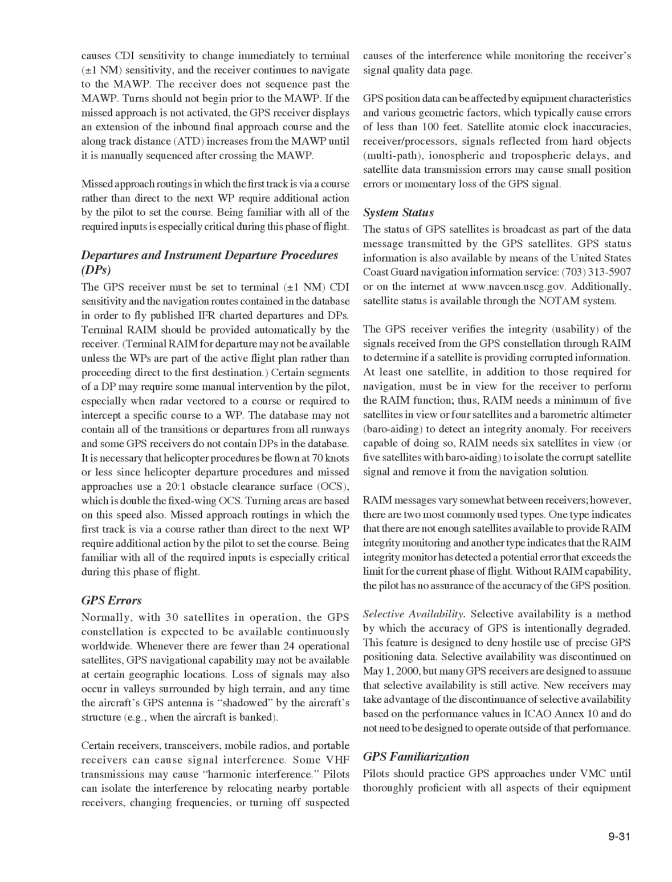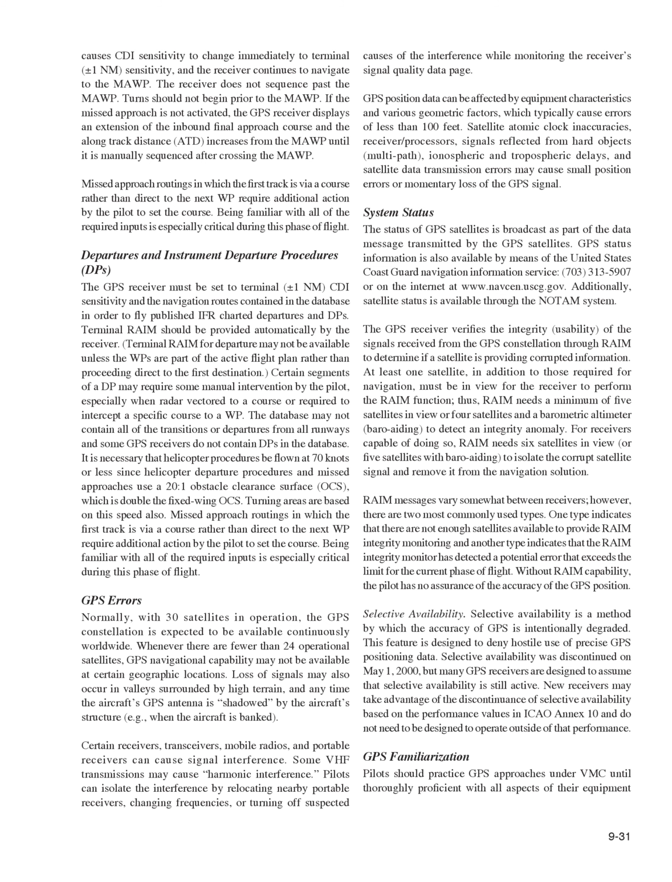The GPS receiver verifies the integrity, usability, of the signals received from the GPS constellation through RAIM to determine if a satellite is providing corrupted information. At least one satellite, in addition to those required for navigation, must be in view for the receiver to perform the RAIM function. Thus, RAIM needs a minimum of 5 satellites in view, or 4 satellites and a barometric altimeter (baro-aiding), to detect an integrity anomaly.